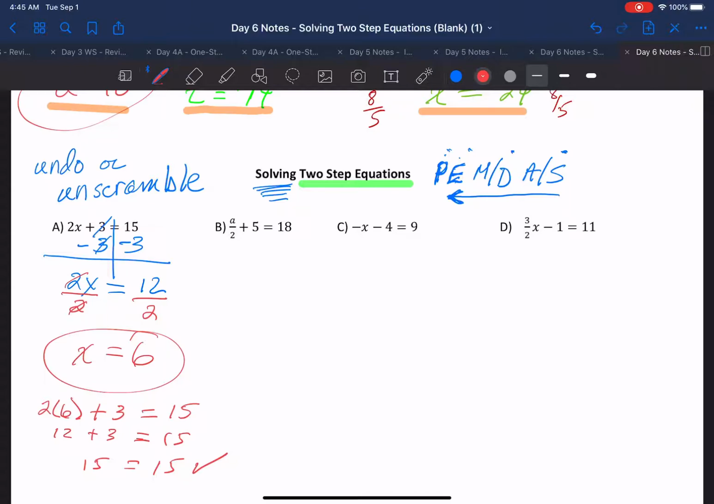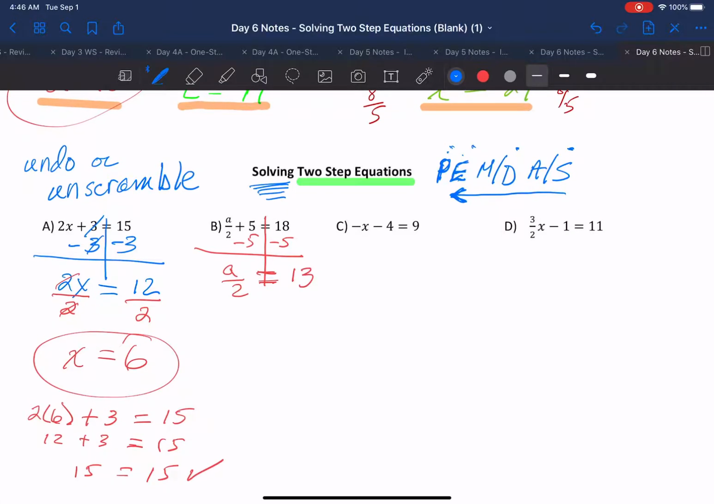So B reads, some number A divided by 2 plus 5 equals 18. So plus 5 was the last thing I said, so I'm going to minus 5 both sides. I'm going to end up with A over 2 equals 18 take away 5 is 13. Now, I have to get rid of some number A divided by 2 is 13. Divided by 2, inverse operation is multiplication. And notice, if there's a 2 down here, there's a 2 up here. That 2 over 2 is 1. This is why we do that. 1 times A is just A equal 2 times 13, 26.